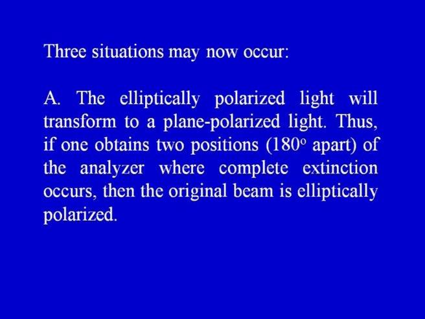A, the elliptically polarized light will transform to a plane polarized light. Remember, in elliptically polarized light, there is also a path difference of a quarter vibration. The quarter wave plate will introduce an additional quarter vibration. The result is the emergent light will become plane polarized, and one will get two positions 180 degrees apart of the analyzer where the complete extinction occurs, Malus law. Then the original beam is elliptically polarized.